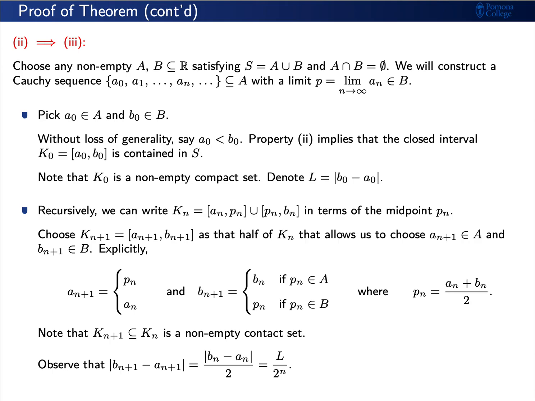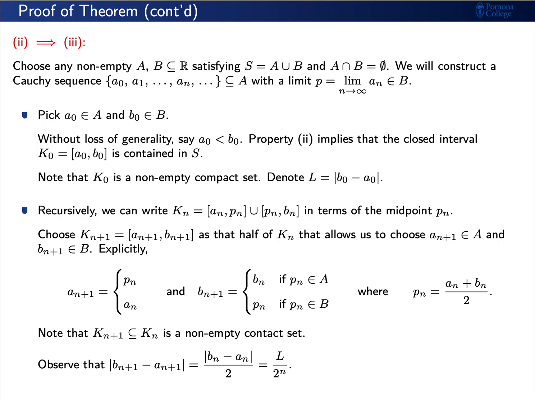Now let's choose K sub n plus 1 as one of the halves of this interval K sub n, that allows us to say a sub n plus 1 is in capital A, and b sub n plus 1 is in capital B. Explicitly, we'll construct it as follows. Again, let p sub n be the midpoint of our closed interval K sub n. That is, p sub n is (a sub n plus b sub n) over 2.